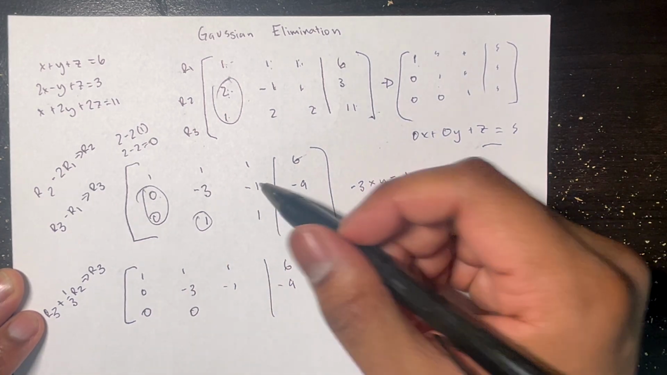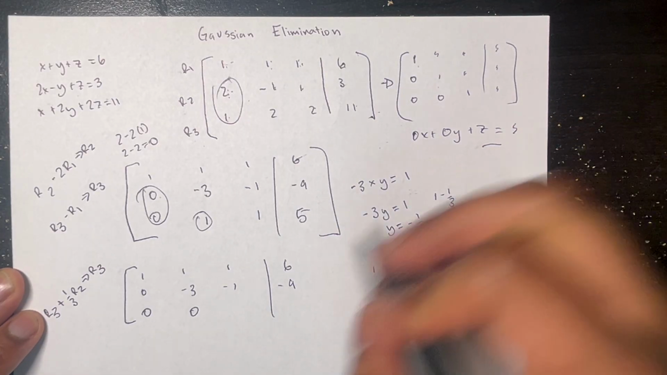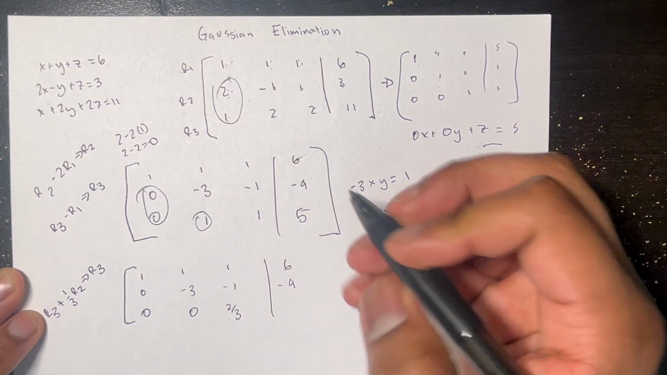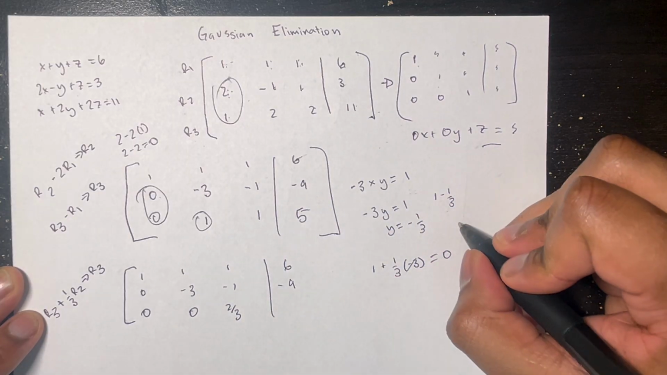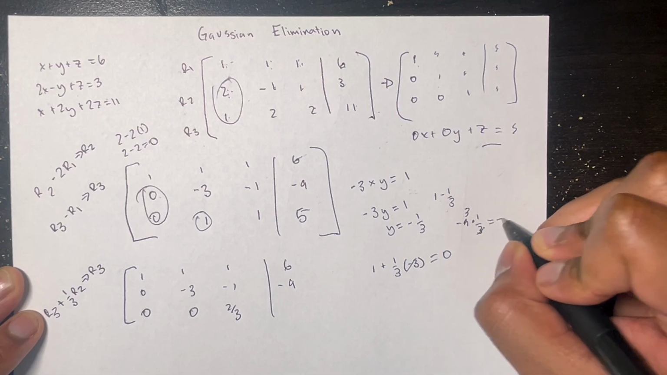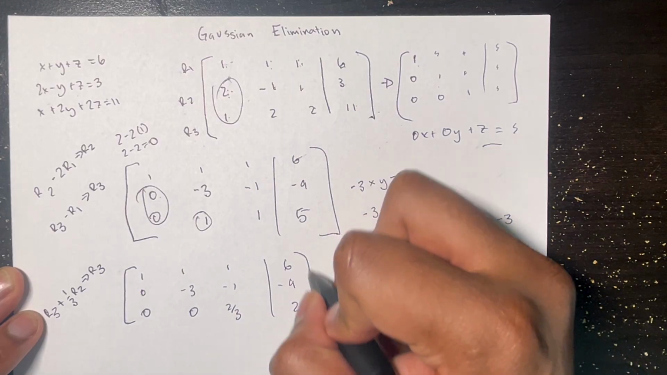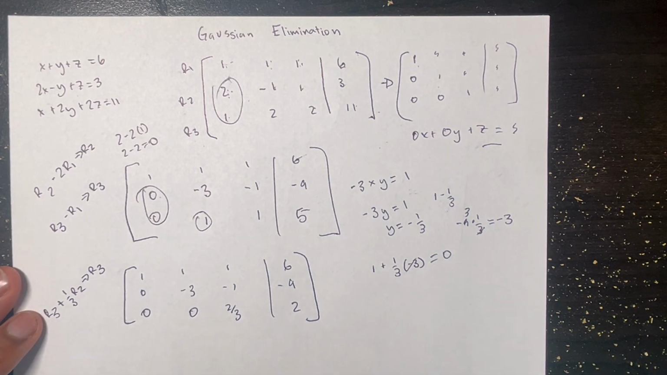Then 1 minus 1/3, which will equal 2/3. And then 5, we can do negative 9 times 1/3, which will be negative 3. So it would be 5 minus 3, which would equal 2. And we have it exactly where we want to be.